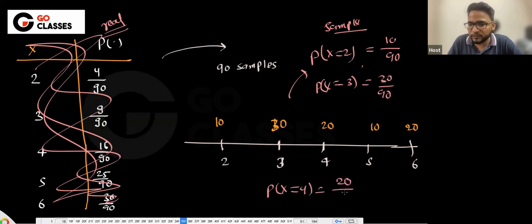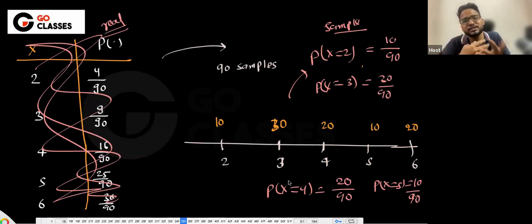That the probability of X being 4 is 20 upon 90. Probability of X being 5 is 10 upon 90, like this. You can easily get the probabilities from the data. But is this the real probability? I think 4 upon 90 is just 1 upon 10 upon 90, this is 30 upon 90. This is not a good match, right? It is okay that you can get this kind of data.